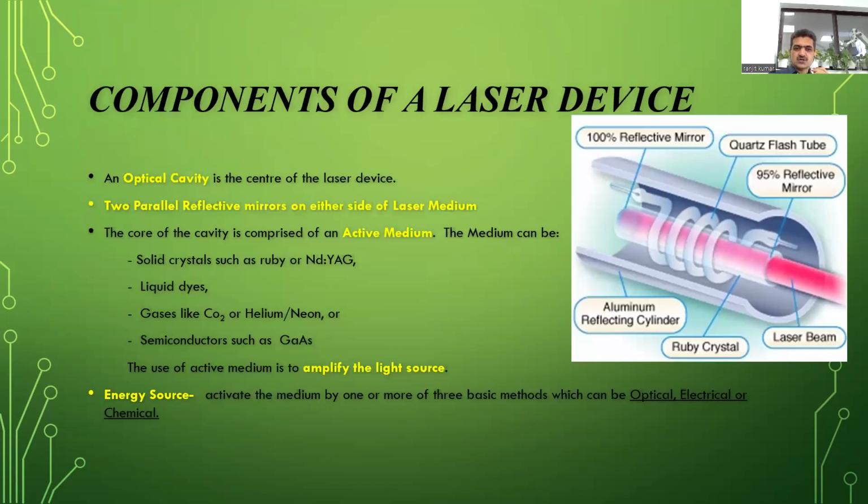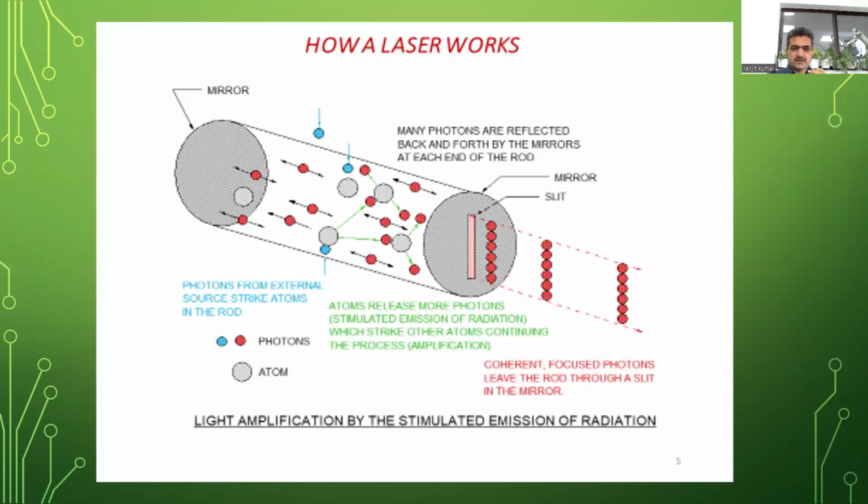So what are the components of a laser? There is an optical cavity. At the core of the cavity, it has an active medium, which is in the center of the laser, and surrounding the medium, we have reflecting mirrors. The medium can be solid crystals, liquid dyes, gases, or semiconductors. And we have to have an energy source to activate the medium, where photons are released.